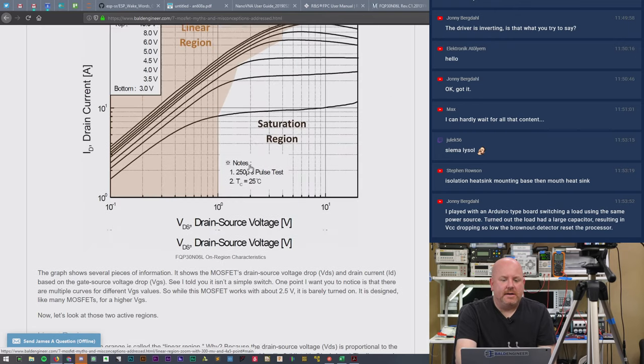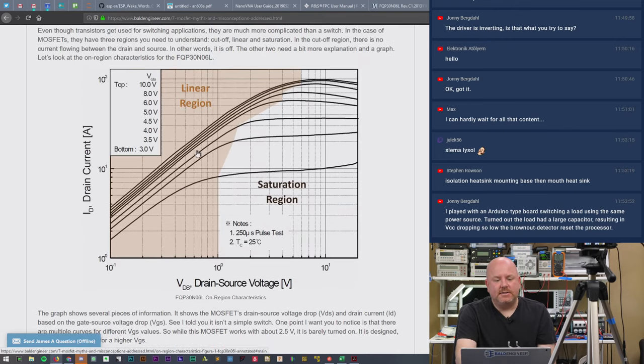You want it to operate in the linear region because this is where the RDS is going to be the lowest value and it's predictable. You could use feedback to try to control where the MOSFET sits, but it's very easy to predict what's going on with the MOSFET here.